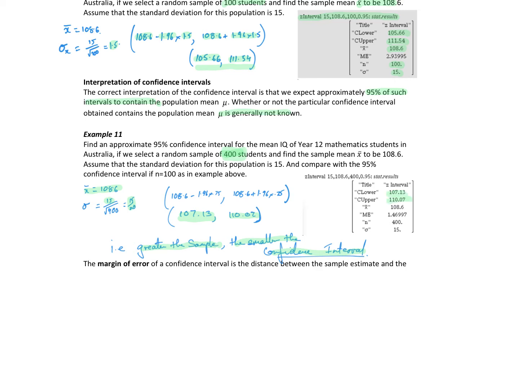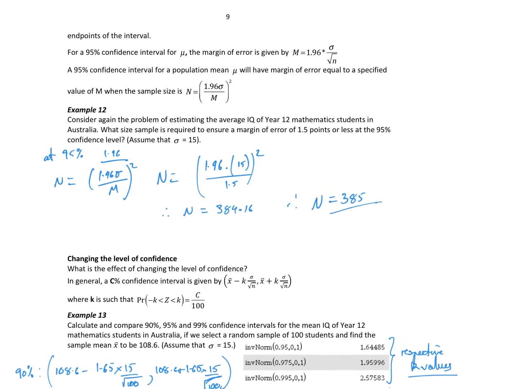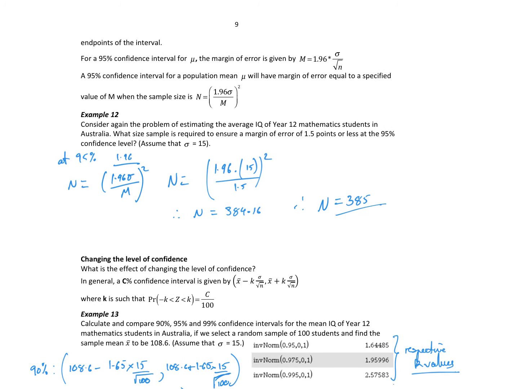Now, what sort of error are we expecting? What is the margin of error of a confidence interval? The margin of error is just the distance between the sample estimate and the endpoints of the interval. So in other words, it's that 1.96 times sigma on root n, because we start at the middle value and then we add a bit and we subtract a bit. So this is my error.